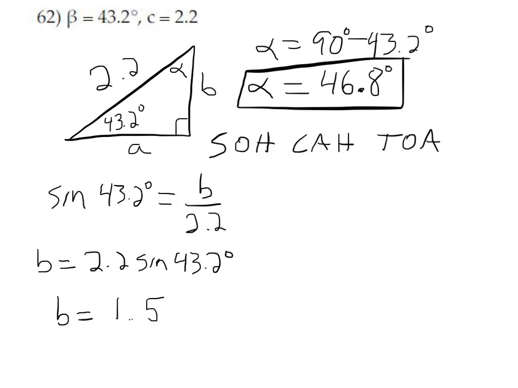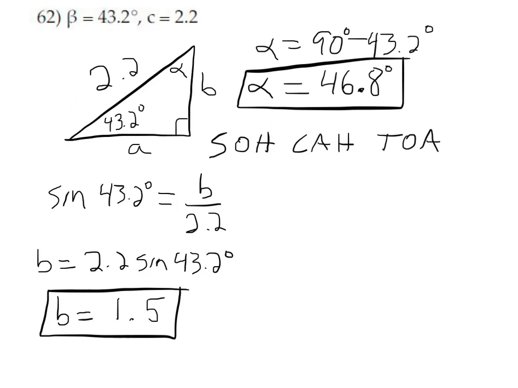1.5. And we found B. Now we use sine because sine used the angle that we were given and the hypotenuse that we were given. Next I'm going to use cosine because it uses the angle we were given and the hypotenuse we were given as well.